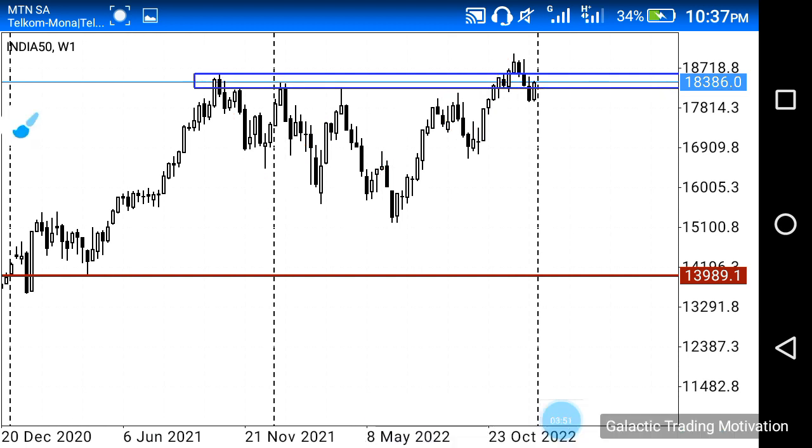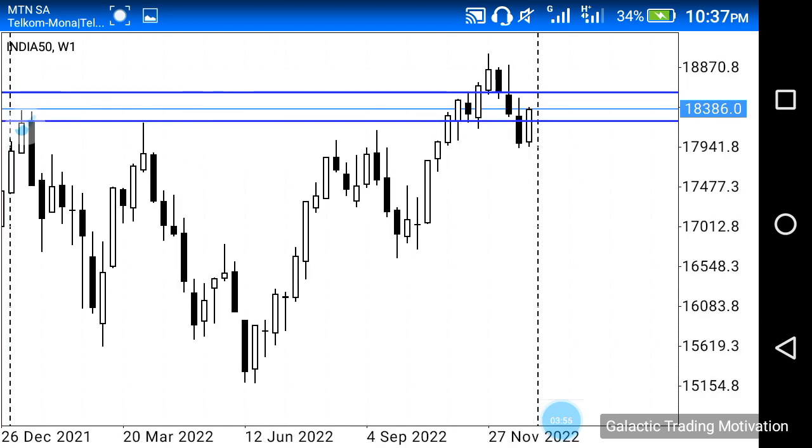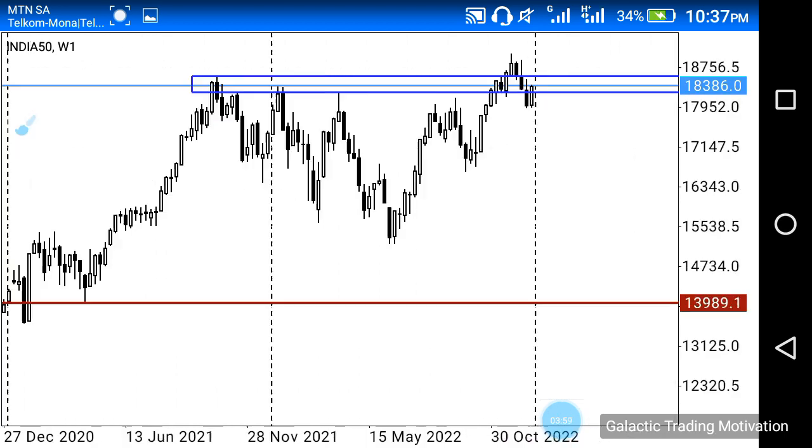So what else do we see guys in regards to the weekly chart of India50? I'm just going to zoom in a bit. So at this point I really don't see much.